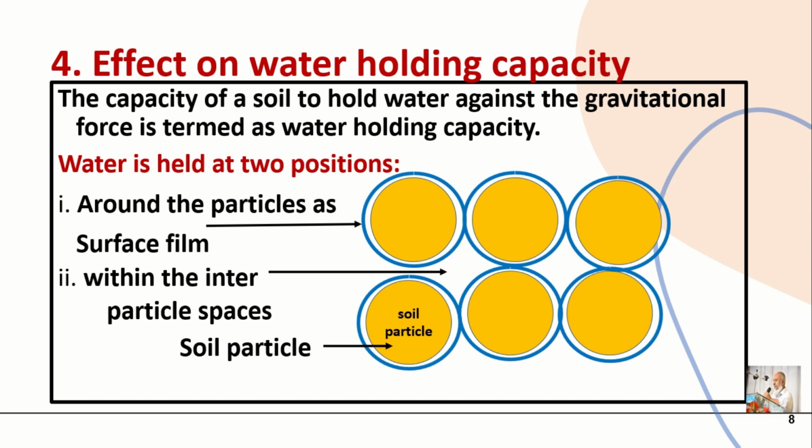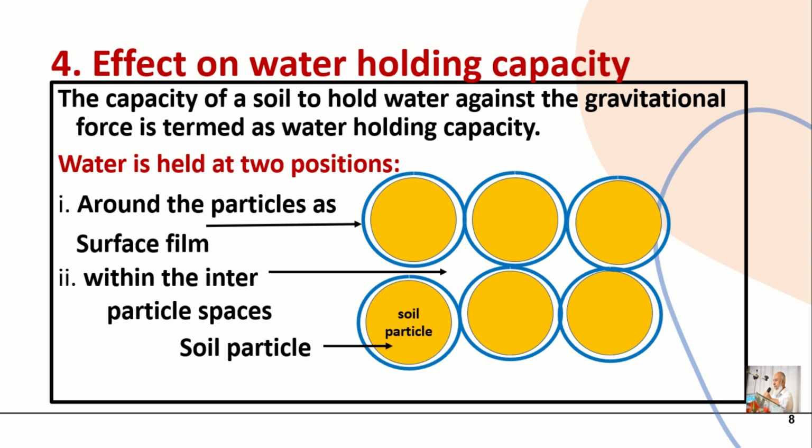Effect on water holding capacity. Every soil has its own water holding capacity. Water holding capacity is defined as the retention of water against the gravitational pull. Gravity would pull down the water, but water may not move in a clayey soil, while it would move easily in a sandy soil.